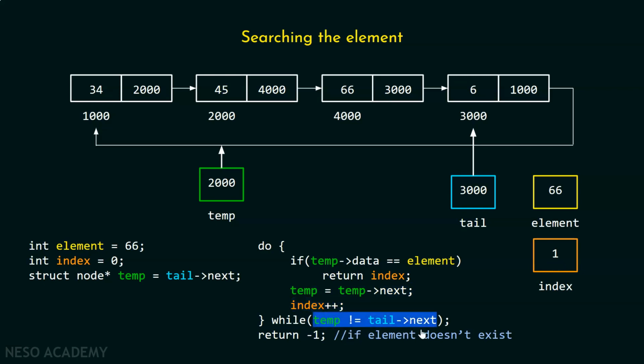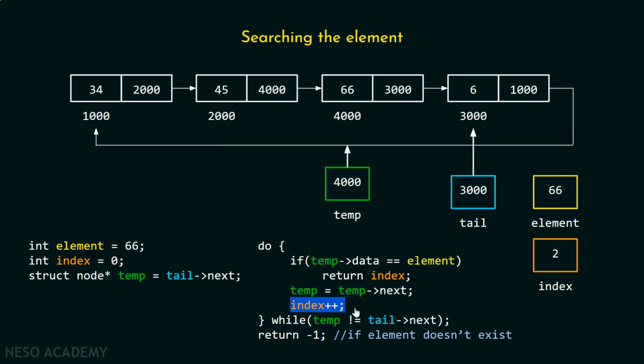Now we will check this condition. Is temp equal to tail next? We know that temp is not equal to tail next. Thus, we can get inside this do while loop. Now we will check this condition. Is temp data equal to element? No, temp data is not equal to element, right? So we will move our temp pointer towards right and we will add 1 to the index. That means it becomes 2.